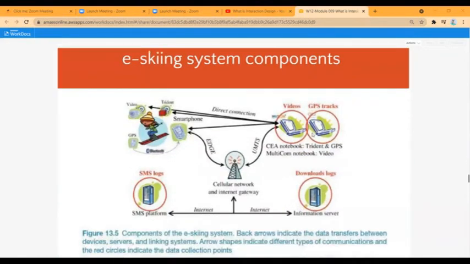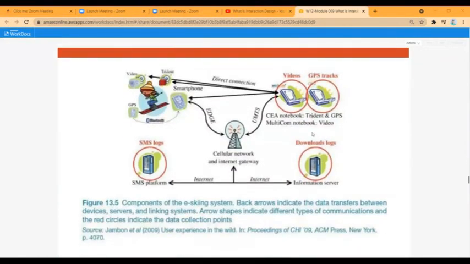For the e-skiing system components, in figure 13.5, these are the components of this e-skiing system. The black arrow indicates the data transfer between the devices, the server, and the linking system. The arrow shapes indicate different types of communication, and the red circles indicate the data collection.